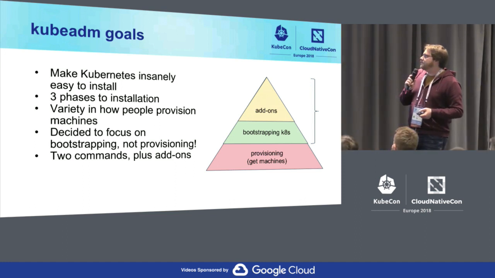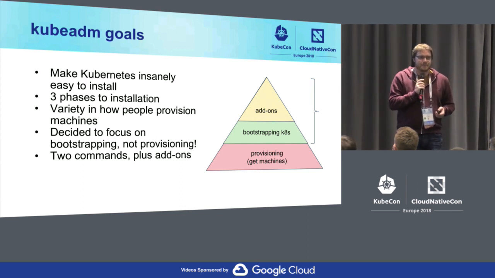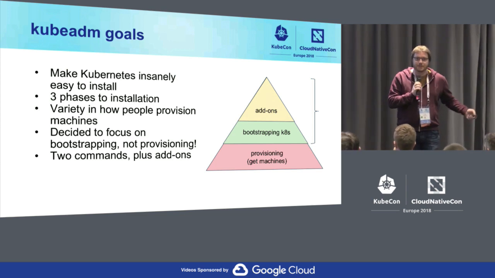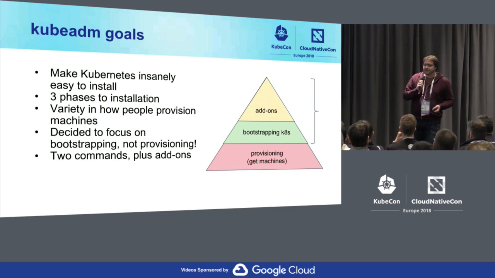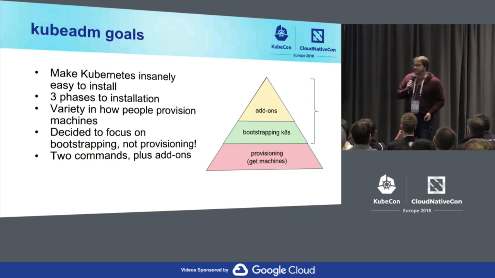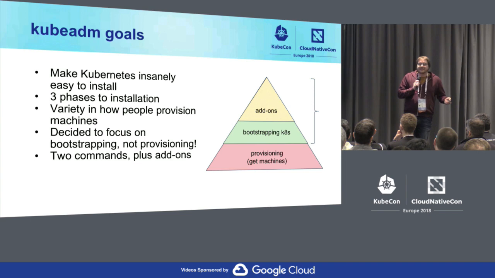And we talked to people, and there were just so many ways that people wanted to get machines. Getting machines was something that was tremendously diverse in terms of how people did it. Lots of people like using Terraform. Lots of people like using CloudFormation. Lots of people want to work on bare metal. Some people want to use Raspberry Pis. And there isn't a consistent way.